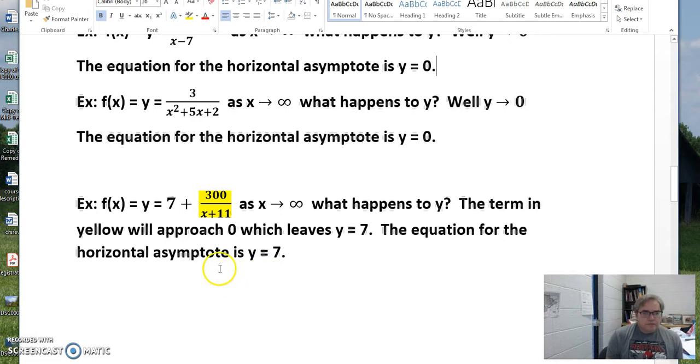Here's another form. Sometimes you can simplify, and it'll come up with this: y equals 7 plus 300 over x plus 11. I have this in yellow for a reason. As x goes to infinity, this term in yellow is going to get small. I don't care what constant I put up here. I could put 30 million up on top. But as x gets really, really large, that will eventually go to 0. And as this term in yellow goes to 0, what's really left? Well, y equals 7. So that would be the equation of my horizontal asymptote. It would be y equals 7. Instead of being at 0, it's up at 7, just a flat line.